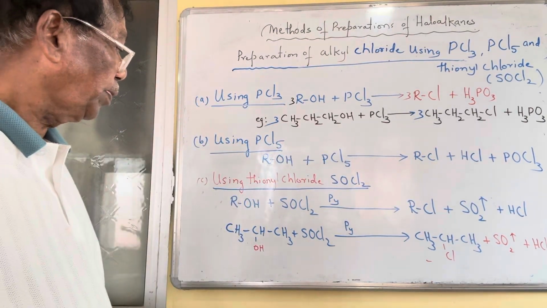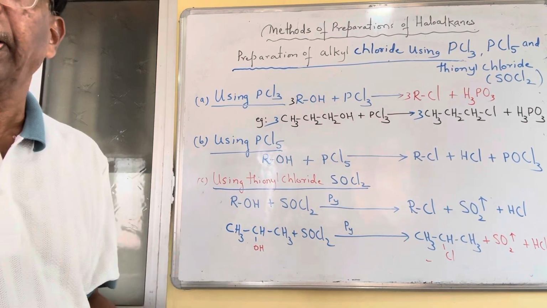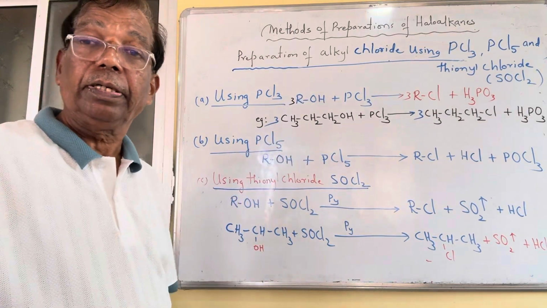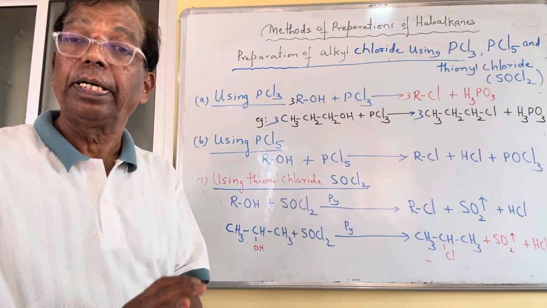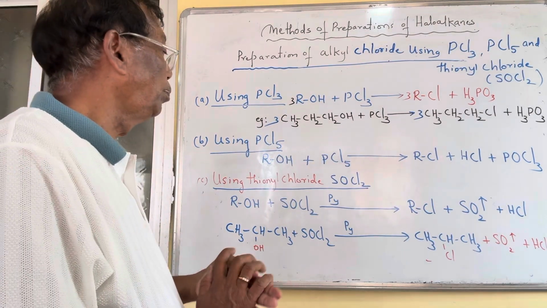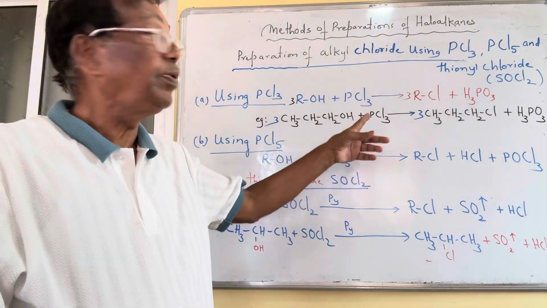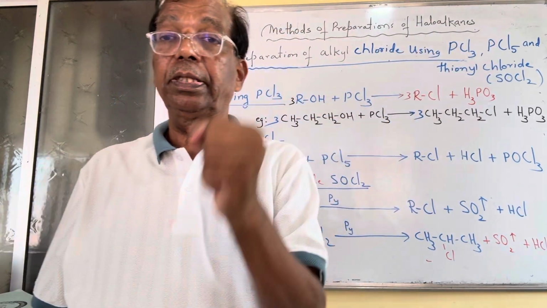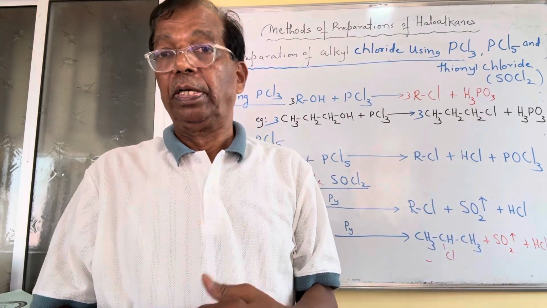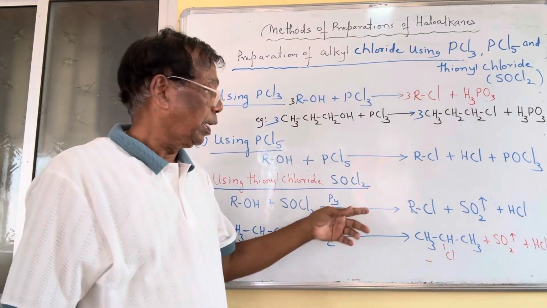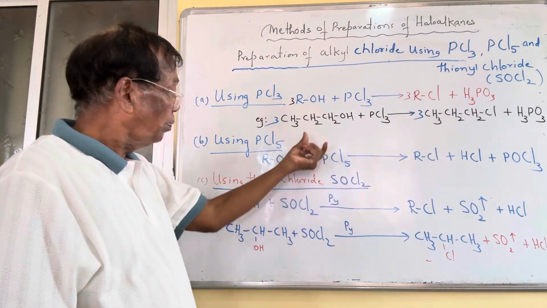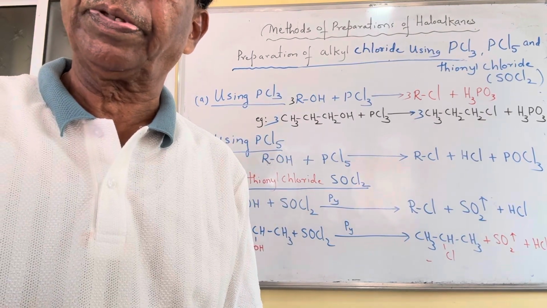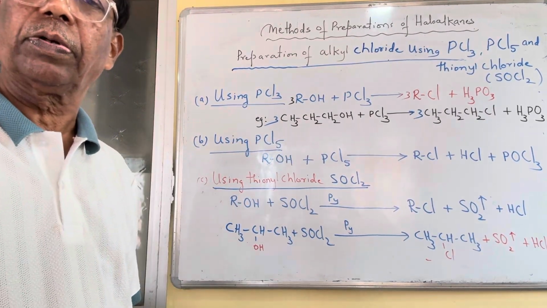Now, if you want to prepare alkyl bromide and alkyl iodide, I will explain to you in my next video. Similar line. But there, alkyl bromide or alkyl iodide is not prepared directly using PI3 or PBr3, because those PI3 and PBr3 are unstable. So I will explain to you how you can get alkyl bromide, alkyl iodide on similar basis. So see the next video of mine for the preparation of alkyl iodide or alkyl bromide in a similar line.